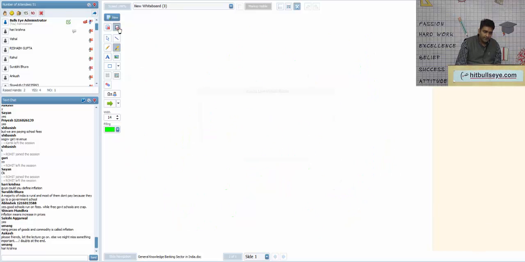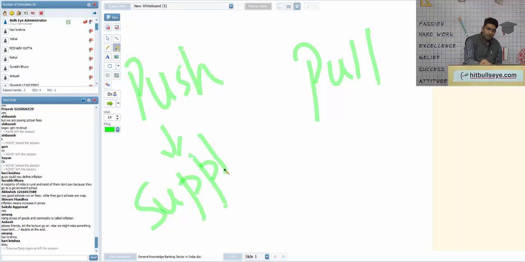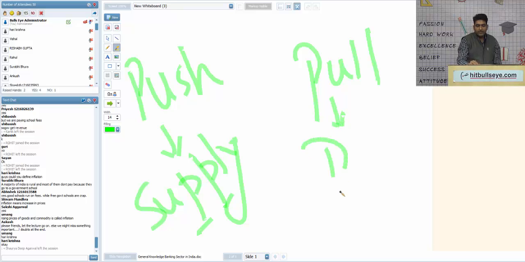It can be a push factor, it can be a pull factor. When we say push factor, what we mean is inflation has been caused due to supply constraints. When we say pull factor, what we mean is inflation is due to more demand. We'll try to go through this by an example.